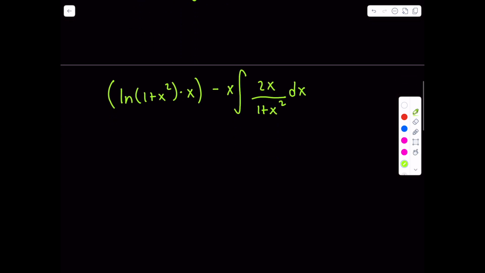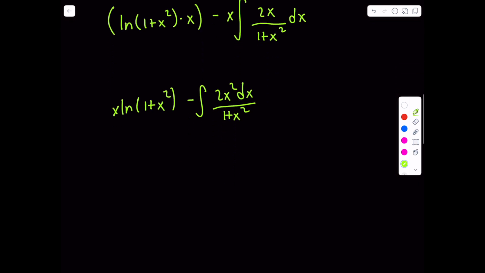We just multiply the x, and we just get x natural log of 1 plus x squared. And on the right-hand side, after you multiply the x through into the integral, you get the integral of 2x squared dx all over 1 plus x squared. Some of you might be getting stuck here, or you just don't want to have to deal with polynomial division or more complicated methods. Sometimes you have no choice, but here there's actually a trick you can use that you may have missed. I'm going to do the following.